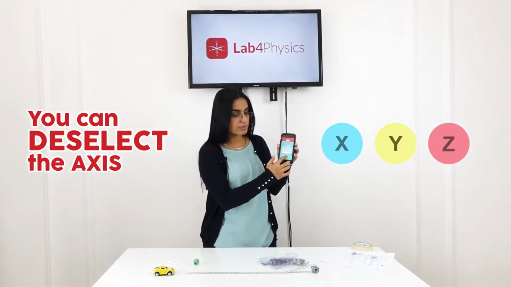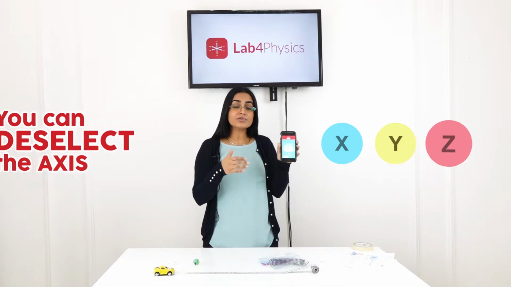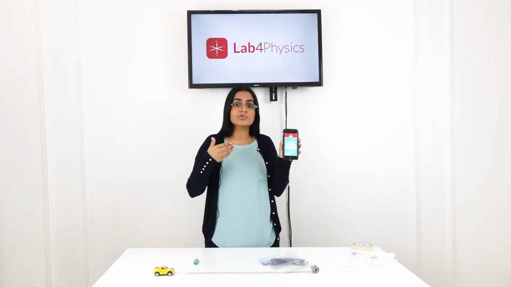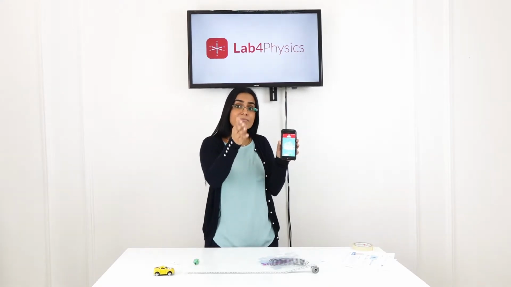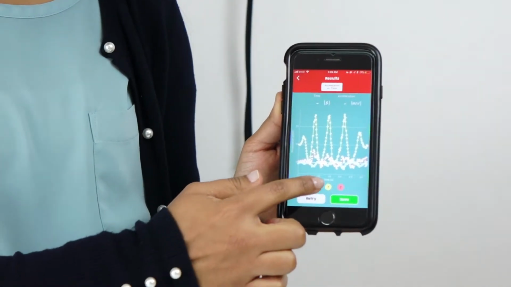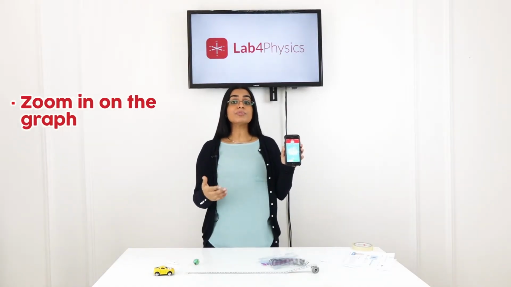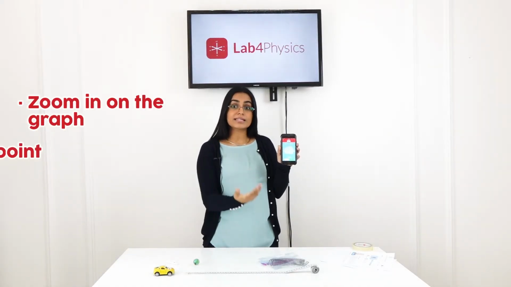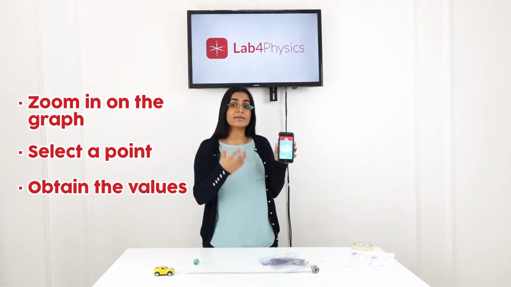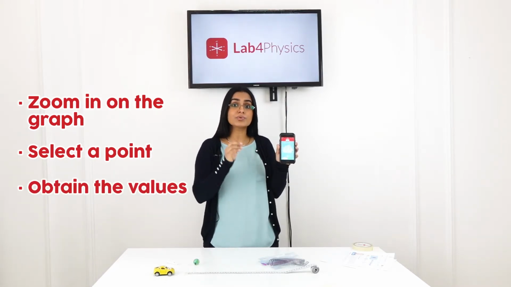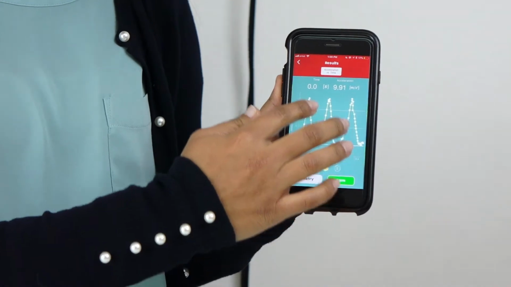For example, the movement that you just measured took place in the vertical axis of the device, which corresponds to the y-axis. Thus, in order to be able to just see this axis, I will need you to deselect the remaining axes, X and Z. You can also zoom in on the graph and select a point to obtain the acceleration values for that point, which you will see on the upper part of the screen.